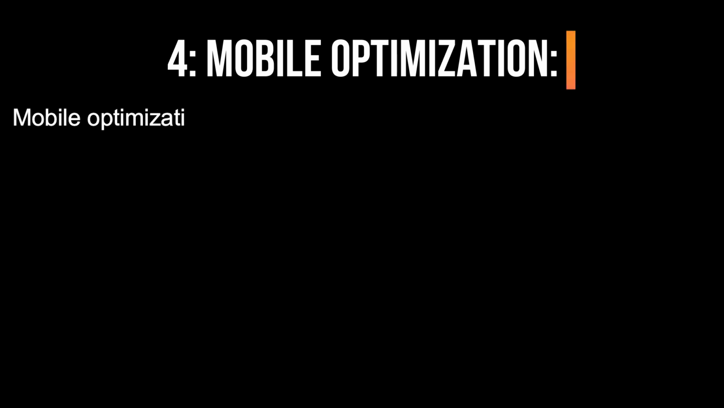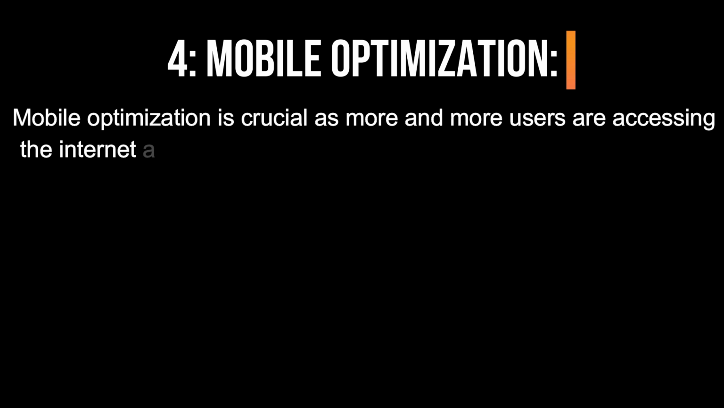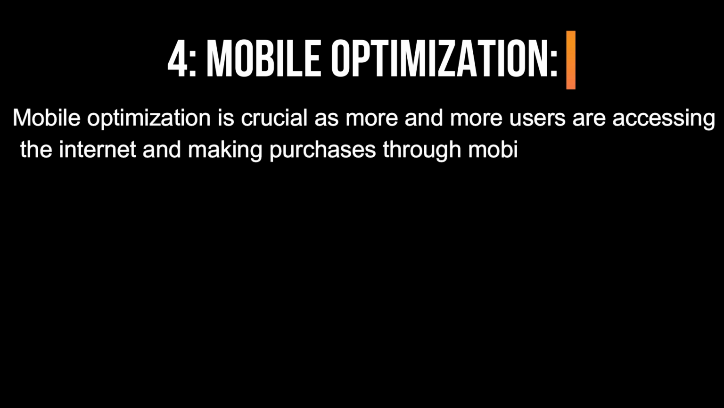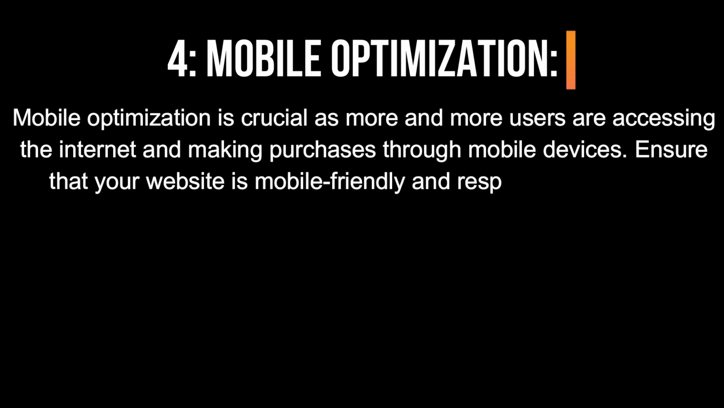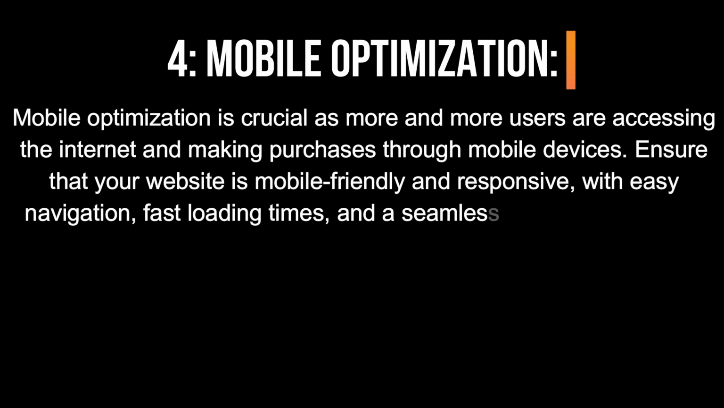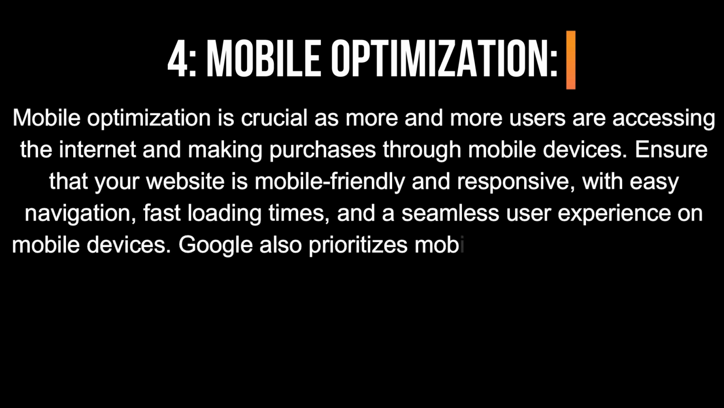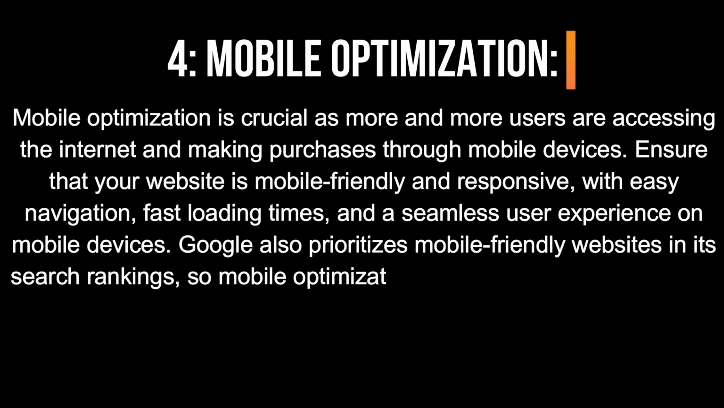4. Mobile optimization. Mobile optimization is crucial as more and more users are accessing the internet and making purchases through mobile devices. Ensure that your website is mobile-friendly and responsive, with easy navigation, fast loading times, and a seamless user experience on mobile devices. Google also prioritizes mobile-friendly websites in its search rankings, so mobile optimization is essential for SEO success.